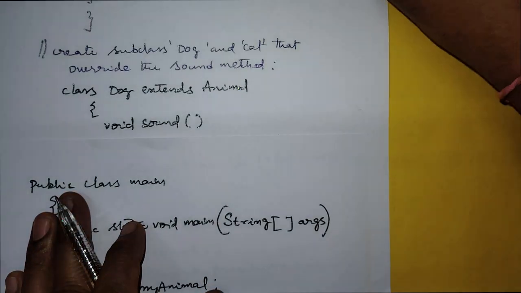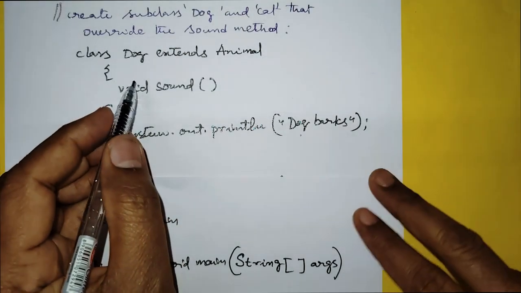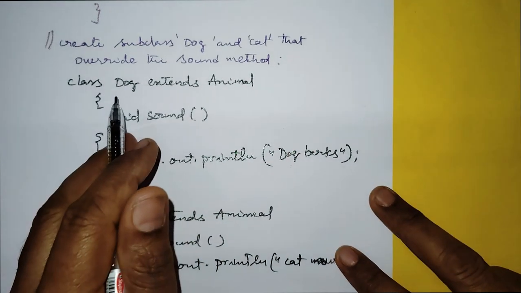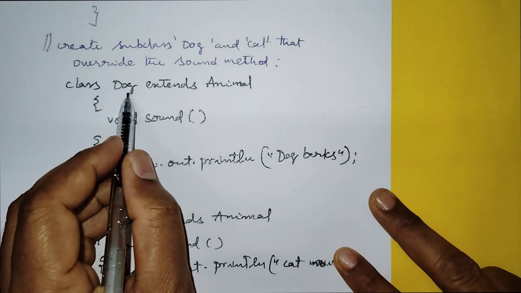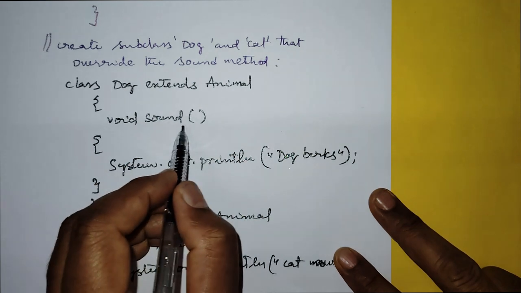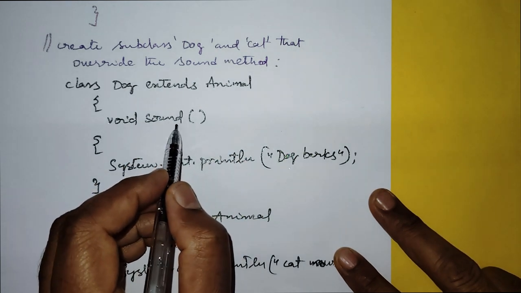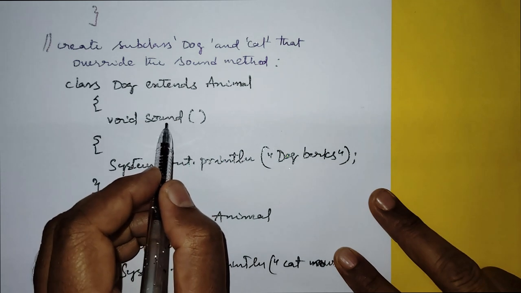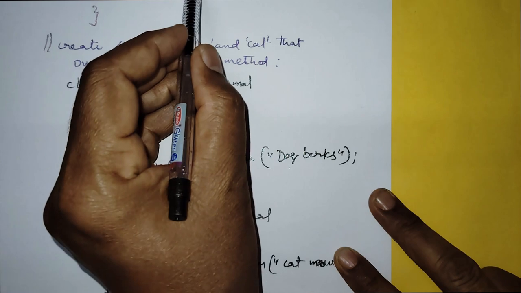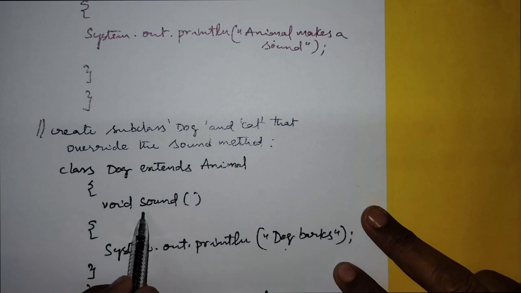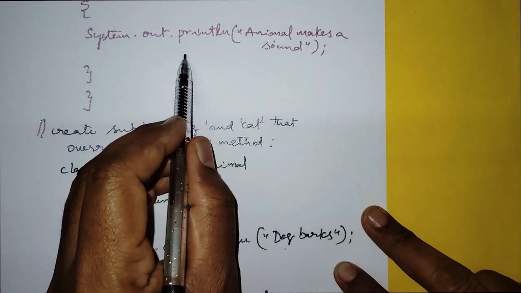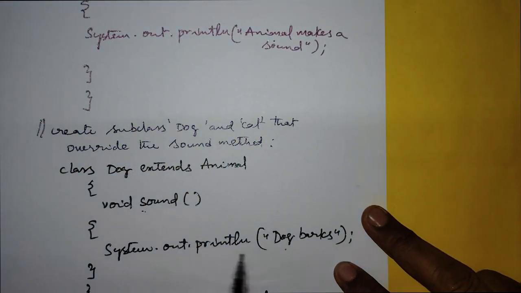The second step, coming to the subclass. What is the subclass here? The subclass is Dog. Dog extends Animal. What is it doing here? It overrides the sound method. This sound method overrides the previous one. The previous one, Animal makes a sound, won't be printed, because Dog extends Animal, so this sound method overrides the previous sound. Then what will be printed? It prints Dog barks.